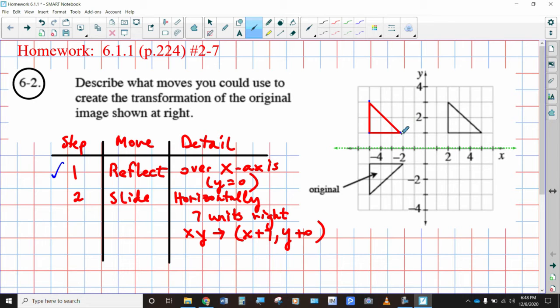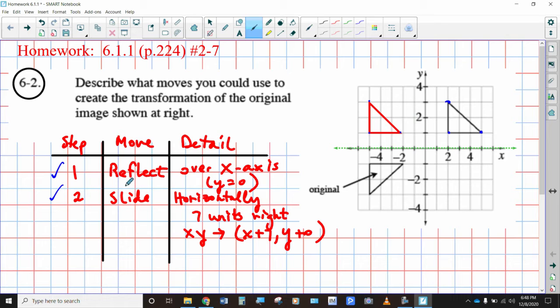The second step, all we have to do is slide it to the right. So every one of these points moves the same number of units to the right. This one takes 1, 2, 3, 4, 5, 6, 7 units to get into place. This one should take 7, and this one should take 7. So in all of those situations, we moved 7 units to the right, where you use the coordinate notation of x plus 7, but it's y plus 0 because we did not go up or down. So that completes it in 2 moves. We started with a reflection, then did a slide.